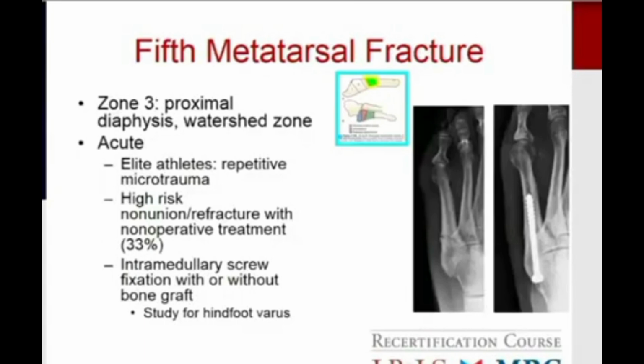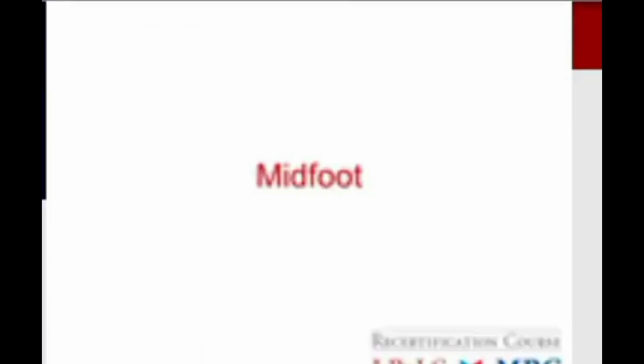In addition, there are zone 3 fractures, which are treated very similar to zone 2. They're a little bit more distal. They're in that watershed zone. And again, same concept. Elite athletes have screw fixation to get them back on the field. Though even in this case, there's a much higher rate of non-union since it is in that watershed area. And so because of it, non-operative treatment is less often performed for zone 3 injuries as opposed to zone 2s that we talked about. And again, look for hindfoot varus in that population.